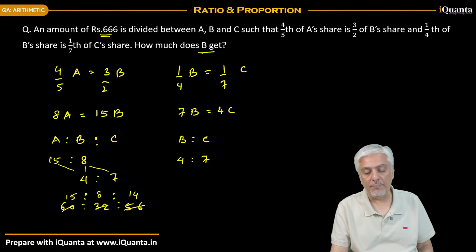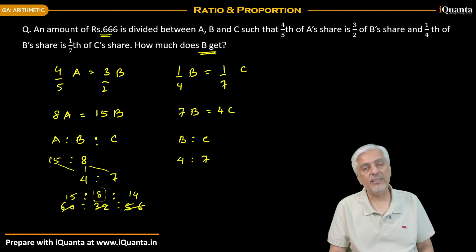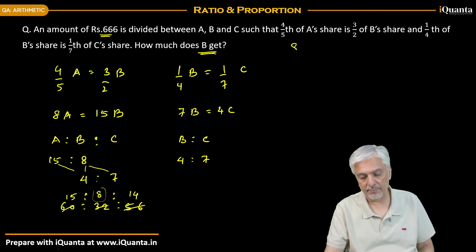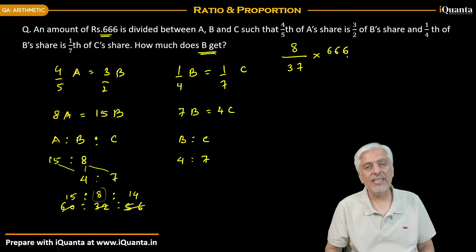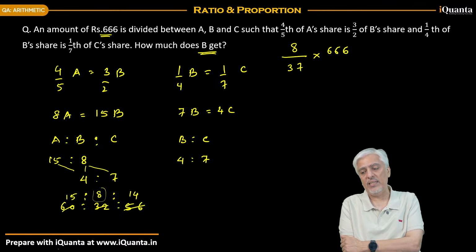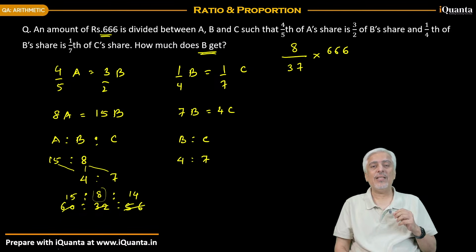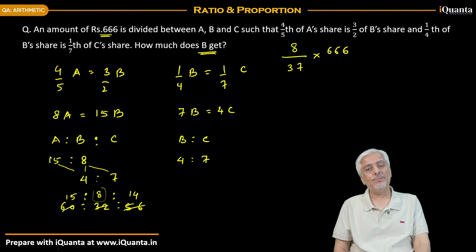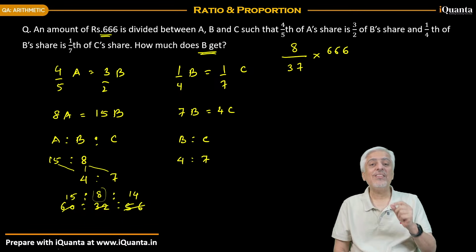You want to find only B. B is 8 out of how much? 8 out of 37. Multiply by 666. Now, this is a very peculiar thing I'm going to tell you. Everybody just listen to me carefully. Actually speaking, 37 threes are 111.